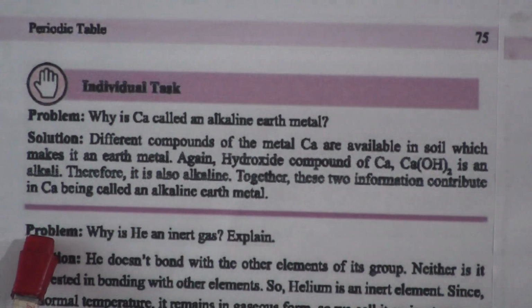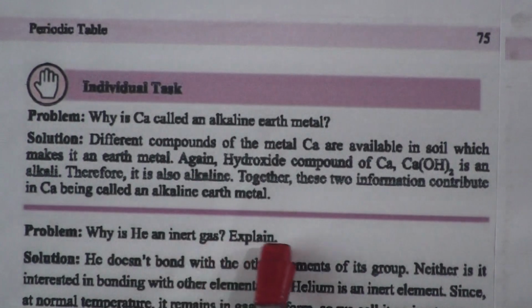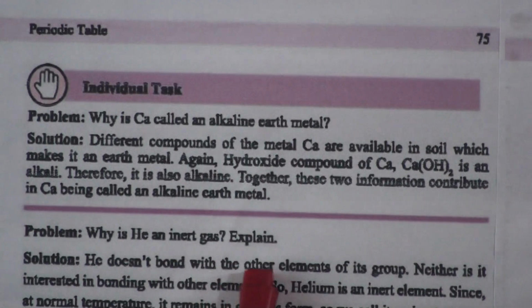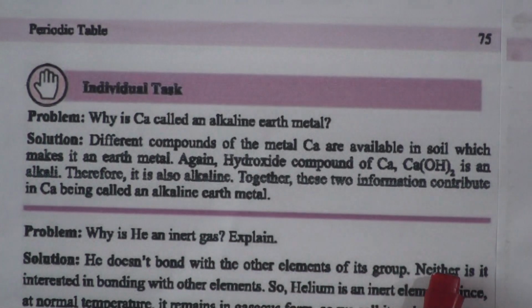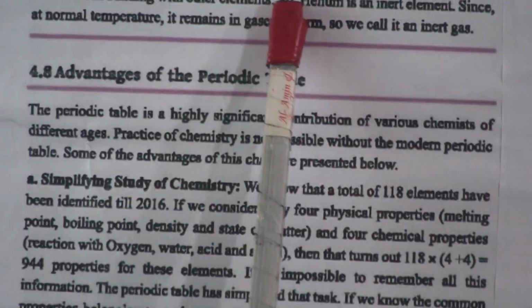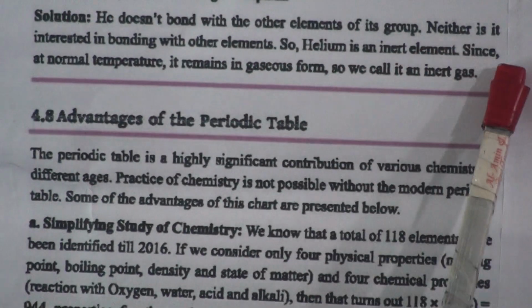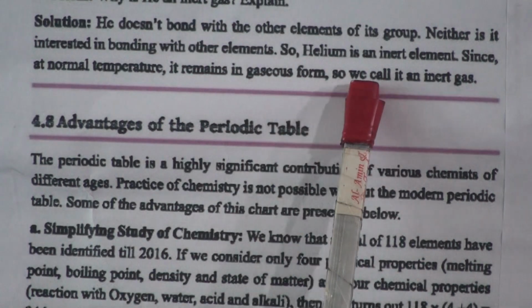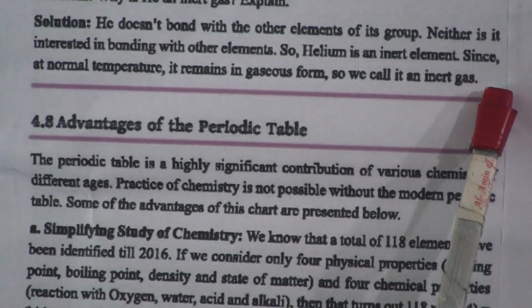Now come to the second question: why is helium an inert gas? Explain. Helium does not bond with other elements of its group, neither is it interested in bonding with other elements, so helium is an inert element. Since at normal temperature it remains in gaseous form, we call it an inert gas.